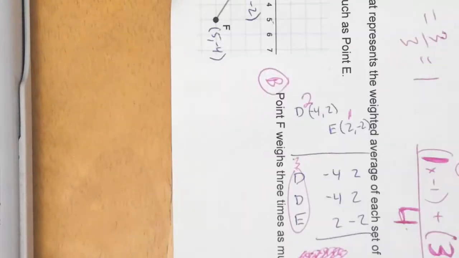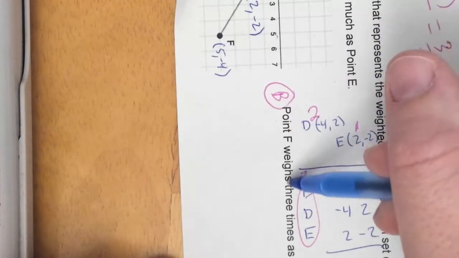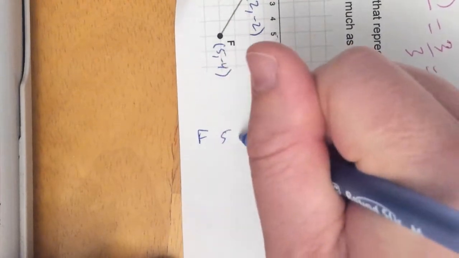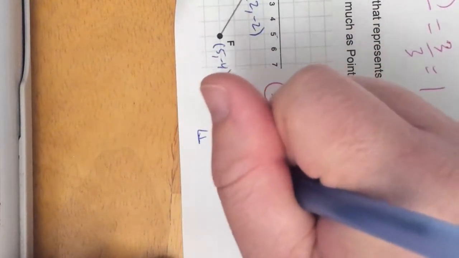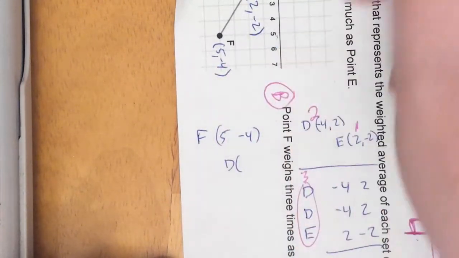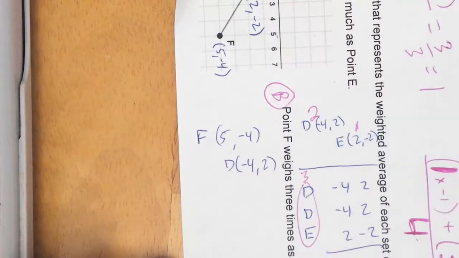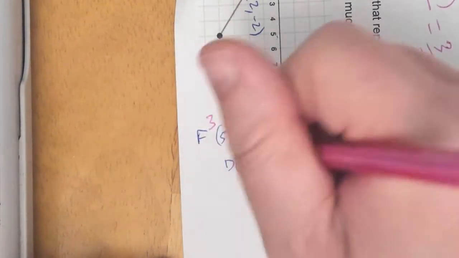All right, B, same idea. So for B, they said F is one of the coordinates. So let's write that down. So 5, negative 4. And then the other coordinate, D, they said we figured out was negative 4, 2. And they said F weighs 3 times as much as D. So F is 3 and D is 1.